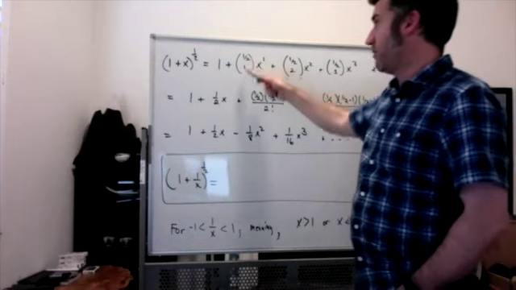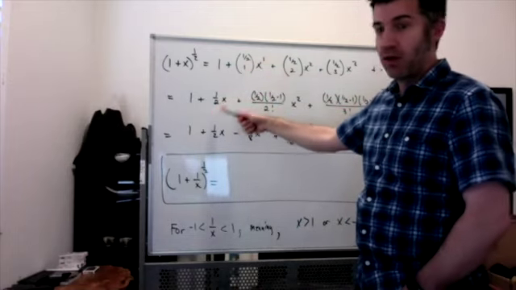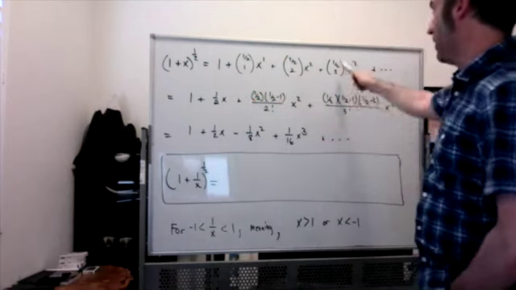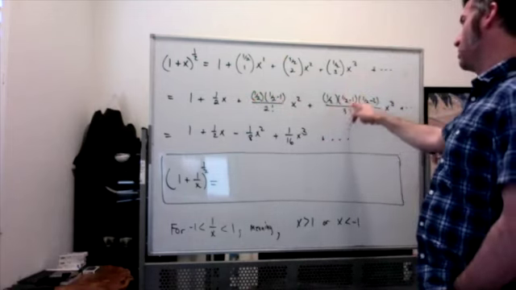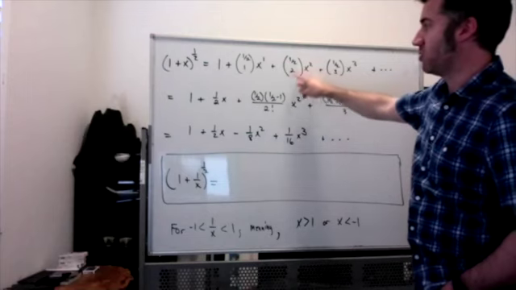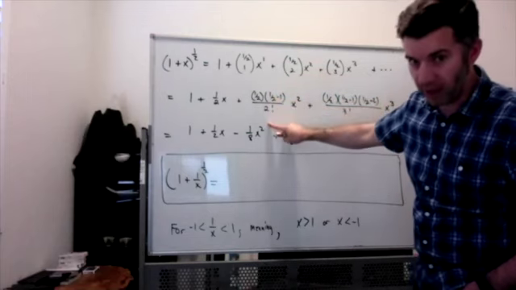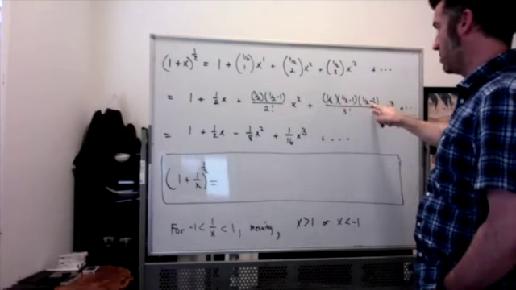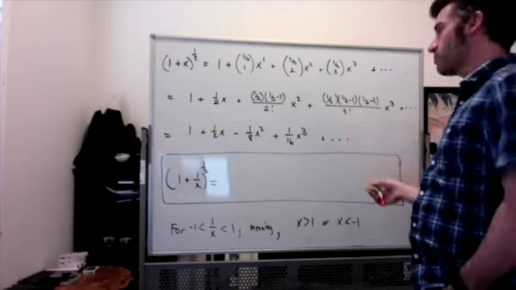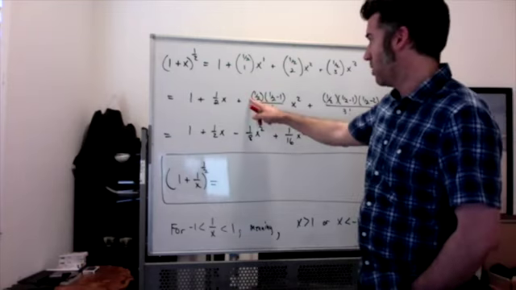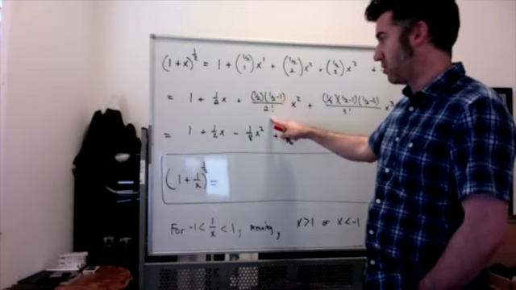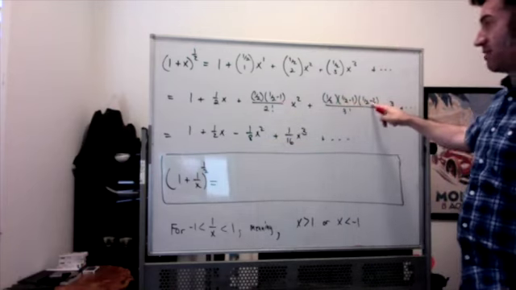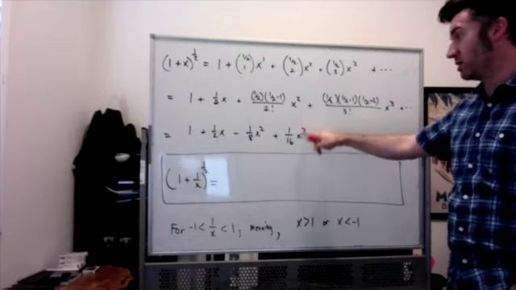So 1/2 choose 1 is just 1/2. 1/2 choose 2 is 1/2 times (1/2 minus 1) divided by 2 factorial. 1/2 choose 3 is 1/2 times (1/2 minus 1) times (1/2 minus 2) divided by 3 factorial. So calculating the things, 1/2 times negative 1/2 divided by 2 is negative 1/8. And 1/2 times negative 1/2 times negative 3/2 divided by 6 is going to be 1/16.